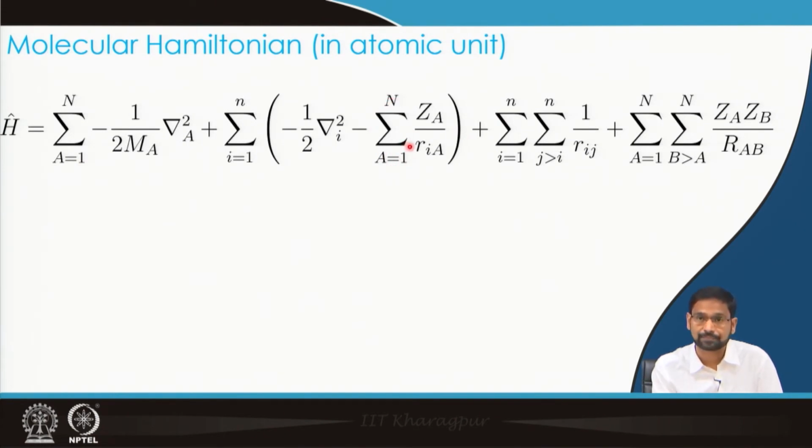Each nucleus in my molecule can interact with every electron present in my system. So, I have small n number of electrons and capital N number of nuclei, so in total small n multiplied by capital N number of electron-nuclear interactions. This r_iA is the distance between an electron i and a nucleus A. Z_A over here is the nuclear charge of the atom A.